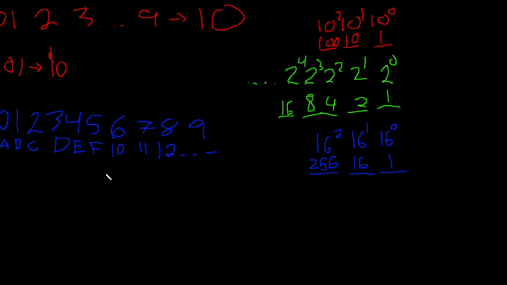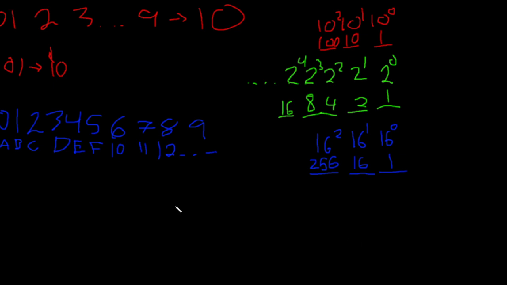So A is 10, B is 11, C is 12, D is 13, E is 14, F is 15, and then 10 is 16, because as we saw over here, 16 is 1 16 and 0 1s, making it 10.